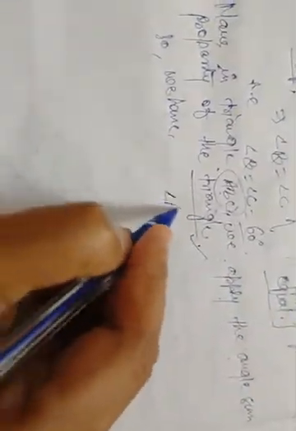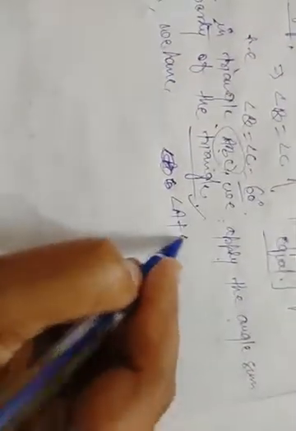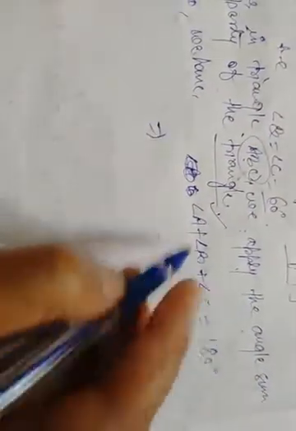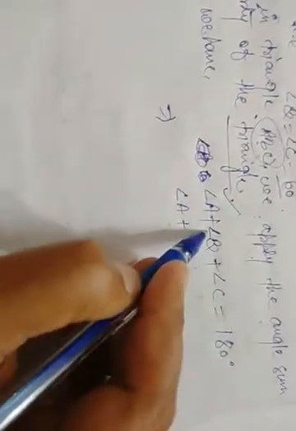So we have angle A plus angle B plus angle C is equal to 180 degrees. So putting all the values in this equation, angle B and angle C both are equal to 60 degrees. So here we put 60 plus 60, which is 120, so we have angle A is equal to 180 minus 120.